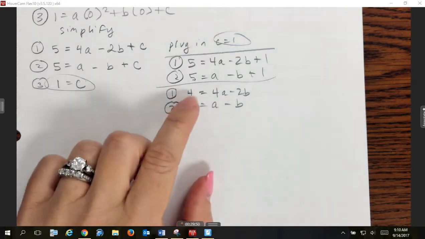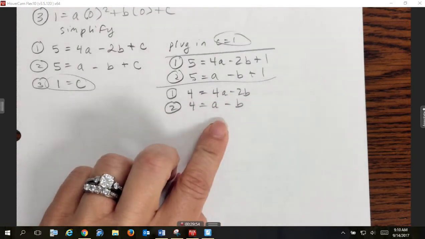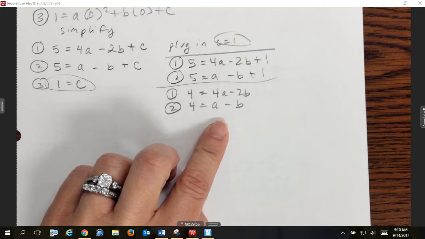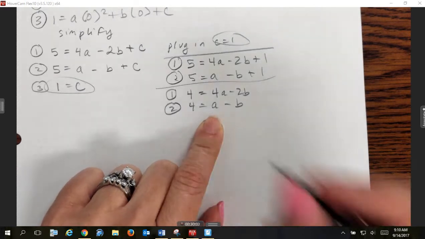What should we do with the A's or the B's? What do you think? Get rid of A's or B's. A's, what am I multiplying? Try that with words. What am I going to multiply by? Negative 4.